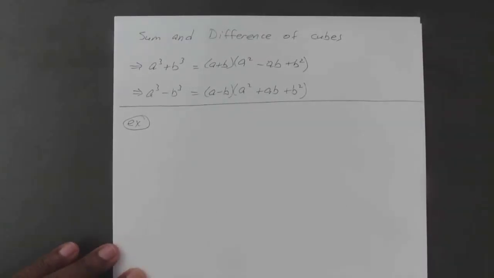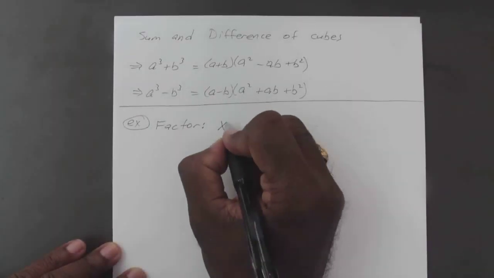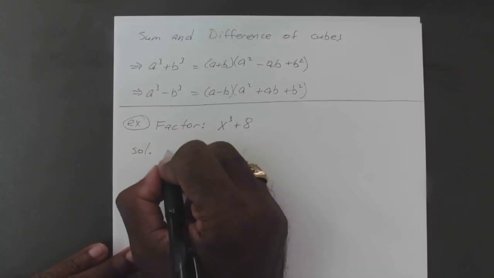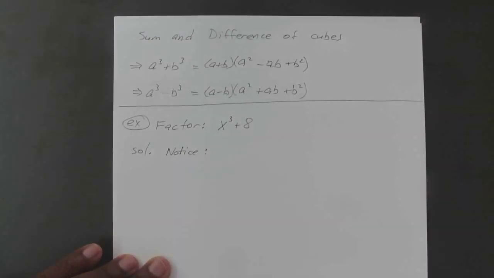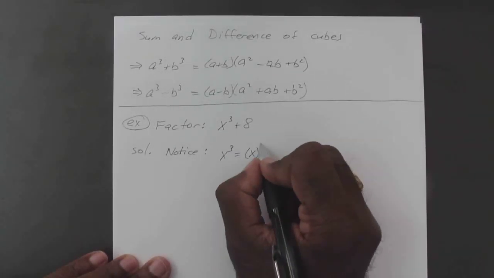Okay, let's say you wanted to factor x to the third plus 8. Just like before for the previous two, we just had to notice that the terms were perfect squares. But in this one, it's a little bit different because we have to notice that the terms are perfect cubes. So we know x to the third, if you want to rewrite that as x to the third power, you can.